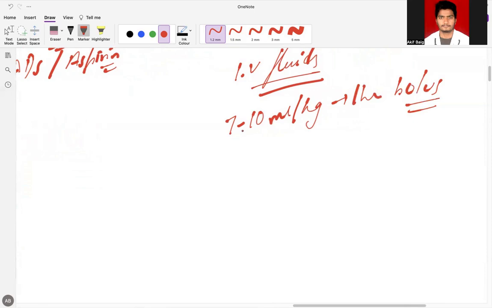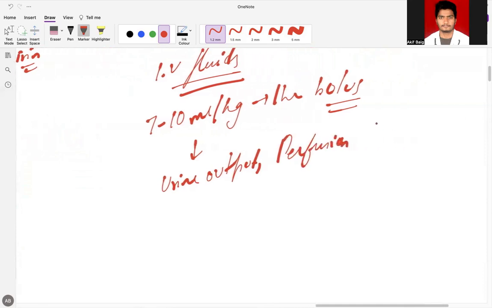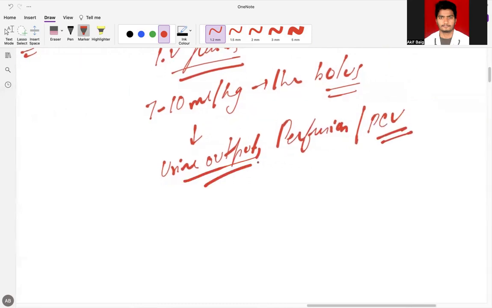And after giving this much fluid, you check for patient response, that means you check the urine output. You look for other perfusion parameters like skin turgor and whether the patient's consciousness is maintained, and if you want to monitor, you will do a PCV. Suppose all these things are favorable, that is urine output is good. Normally it is 1 ml per kg per hour, but at minimum at least 0.5 ml per kg per hour urine should come.